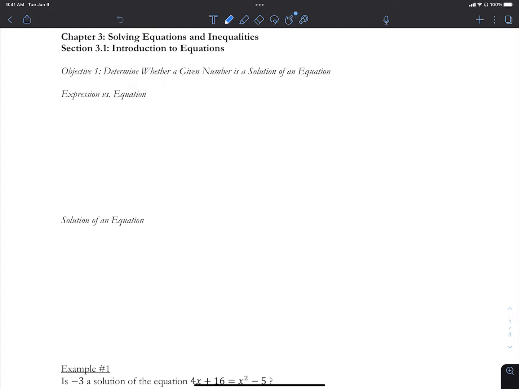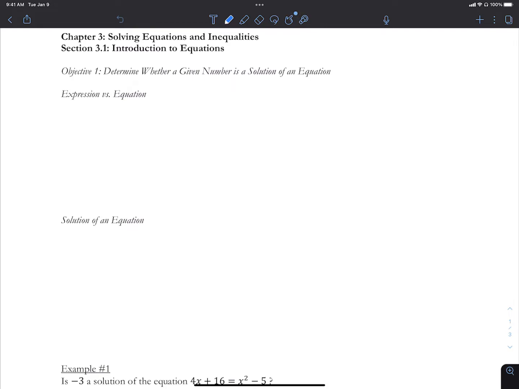an equation. Right? So before we try an example with that, I want to go over what an equation is and how that's different than an expression, which we've talked about already. And then next, I want to go over what's a solution of an equation.